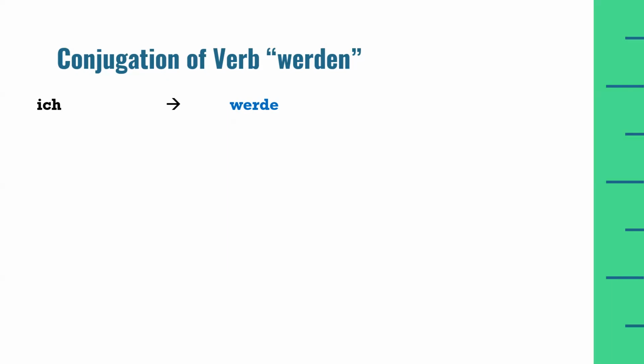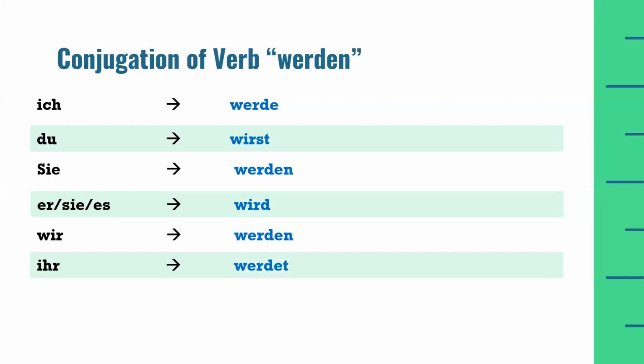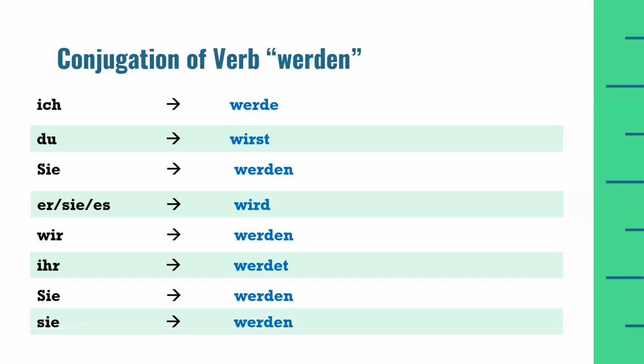So if the subject is ich, werden will become werde. If the subject is du, werden becomes wirst. If the subject is Sie, which means you formal, second person singular, then werden remains werden. For er, sie, es, werden becomes wird. Wir werden, ihr werdet, sie werden, and Sie werden, which is second person formal plural, and sie werden, which means they. So this is the conjugation of the werden verb.